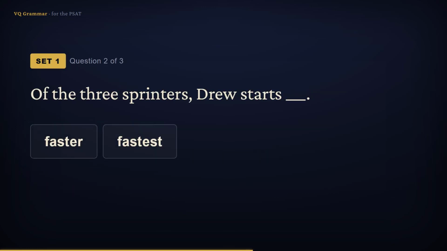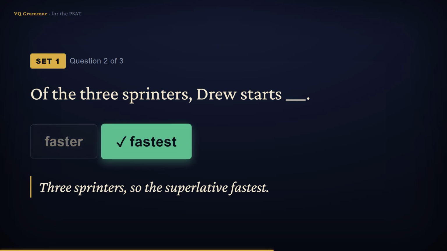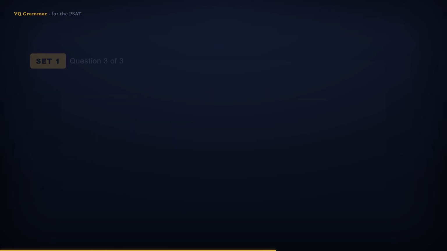Of the 3 sprinters, Drew starts blank. Here we're picking 1 out of 3 runners, the whole group. 3 or more means the superlative. Fast is a short adverb, so we add est. Fastest. So the answer is fastest.